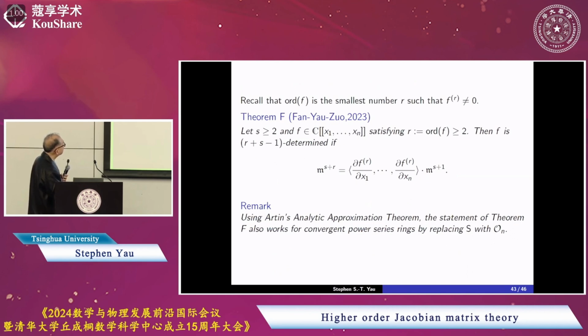Our new theory actually looks much better. If you take s greater than or equal to 2, and F is any formal power series with order at least 2, and M^(s+r) is contained in the r-th order derivative and Jacobian ideal of F times M^(s+1), then F is (r+s-1)-determined. Of course, it doesn't matter whether this is convergent. If this is a convergent power series ring, it is the same, because you can use the analytic approximation theorem to get the same statement.